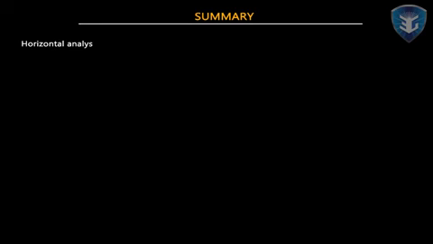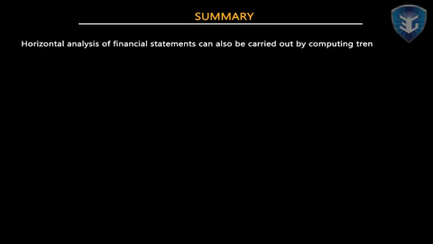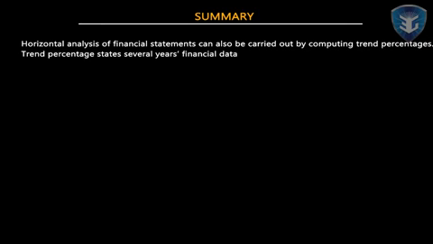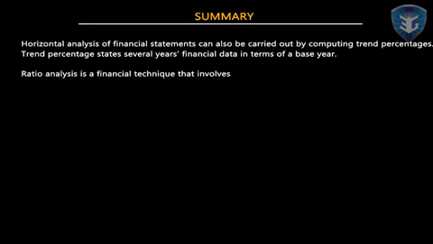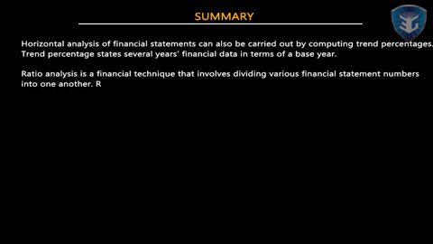Now, in the end, let us summarize what we have learned in this lecture. Horizontal analysis of financial statements can also be carried out by computing trend percentages. Trend percentage states several years' financial data in terms of a base year. Ratio analysis is a financial technique that involves dividing various financial statement numbers into one another. Ratios are computed by dividing one amount on the financial statements into another.